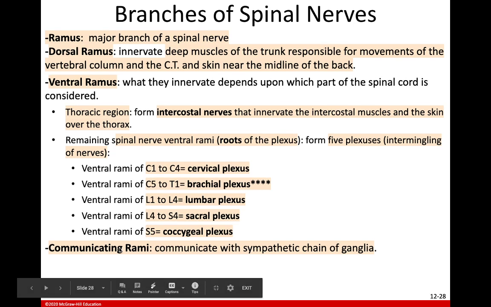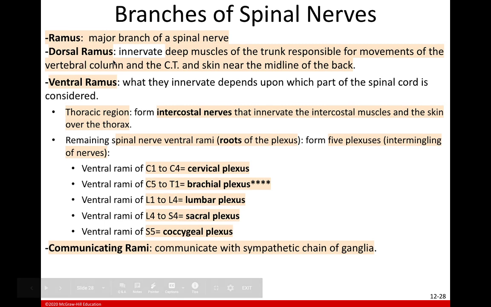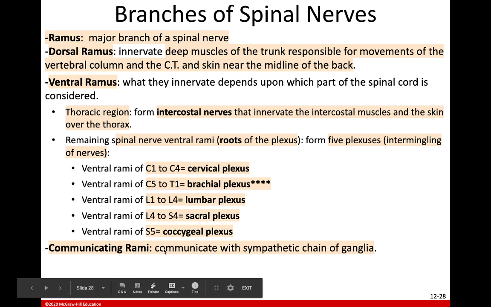And then we also have communicating rami. So in addition to dorsal rami that are going to be innervating our deep muscles in our trunk, and ventral rami that are going to be innervating different things along the length of our body, we also have communicating rami. Communicating rami connect to the sympathetic chain.